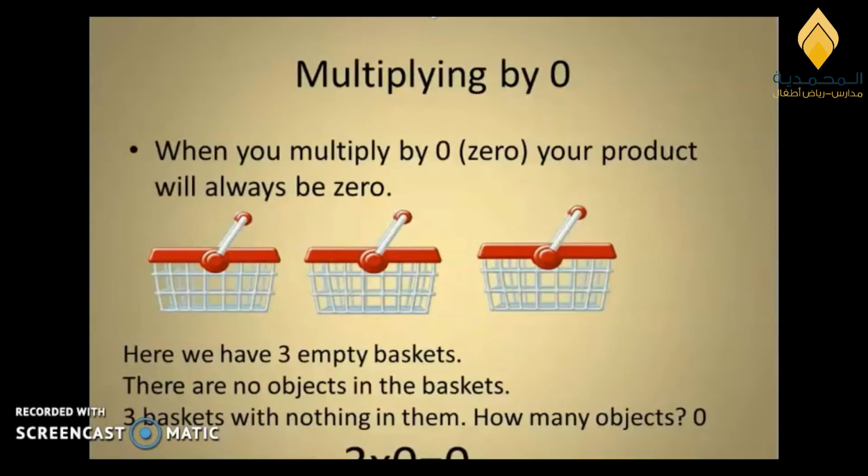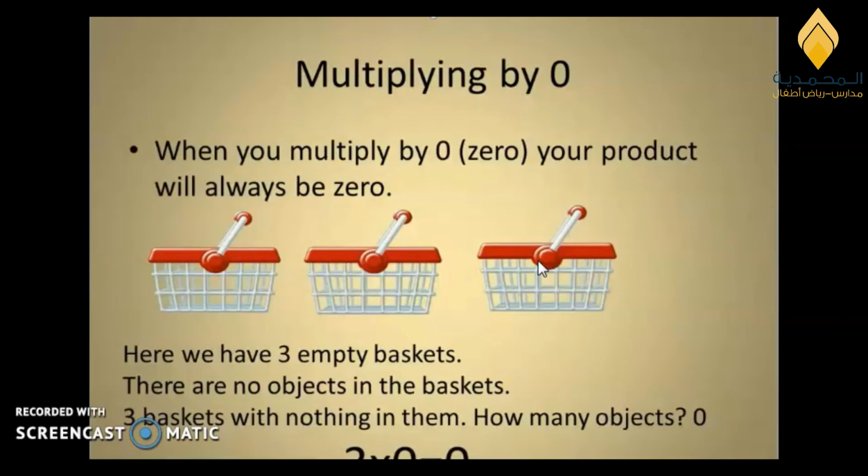Now let's learn multiplying by 0. When you multiply by 0, your product will always be 0. How? Look at this example. As you can see, there are 3 baskets, 1, 2, 3, and they are empty. As you can see, there is nothing inside the baskets, right?